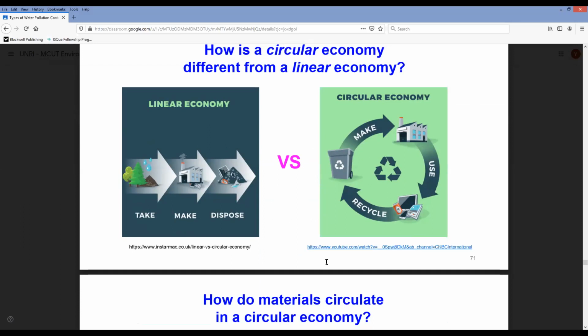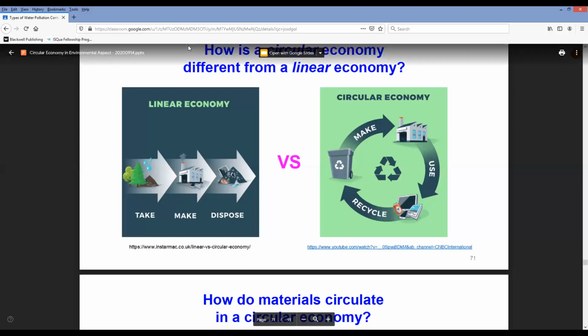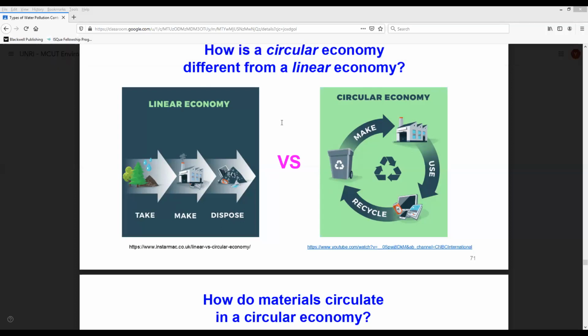Okay, so what is the difference between the circular economy and the linear economy? The figure on the left is called the linear economy. The linear economy means, for example, we take a resource from our environment and make it into a product. And then when we use the product, we dispose of it. So it means that we use the natural resource, and over and over, the natural resource will become less.